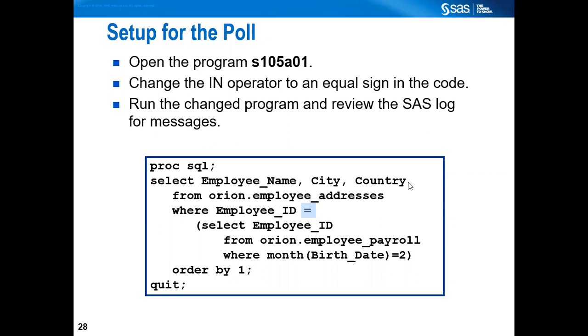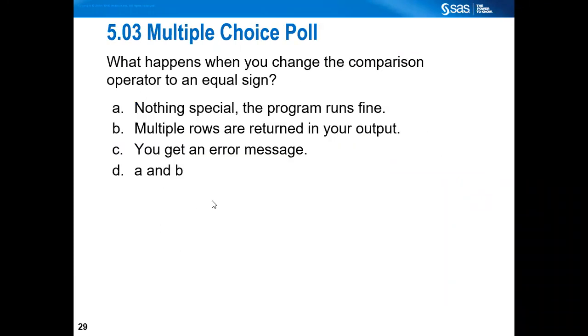Getting an error, Ashwini, when I change the equal to sign. It's saying the subquery evaluated to more than one row. Absolutely. Equal to sign is used only when you are returning a single value, but this query is returning multiple values. Hence, you require the IN operator, correct?